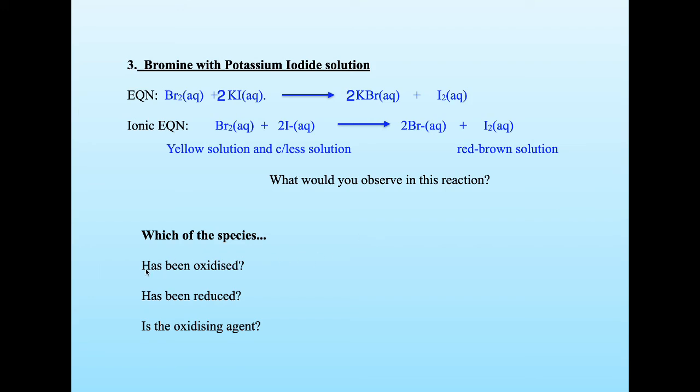Which of the species has been oxidized? Well, the iodide has lost electrons to make iodine, and the bromine has gained electrons to make bromide. So the iodide is oxidized and the bromine is reduced. The oxidizing agent here is the bromine.